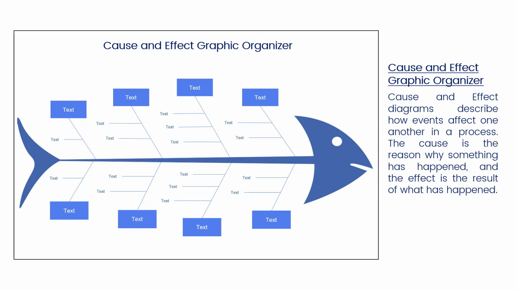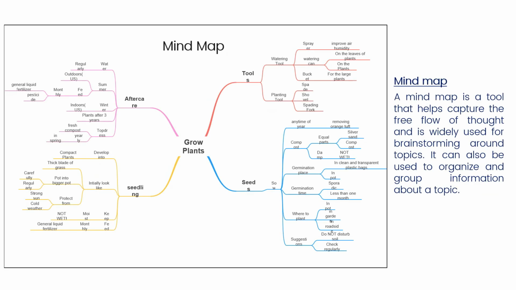Cause and effect graphic organizer. Cause and effect diagrams describe how events affect one another in a process. The cause is the reason why something has happened, and the effect is the result of what has happened. Mind map. A mind map is a tool that helps capture the free flow of thought and is widely used for brainstorming around topics. It can also be used to organize and group information about a topic.